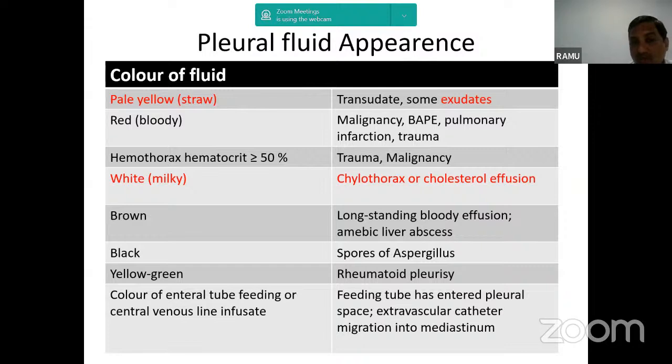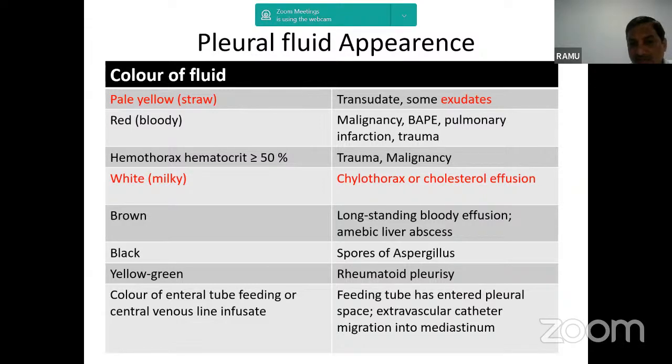Coming to hemothorax, when we measure the hematocrit and it is more than 50%, it is likely to be trauma or malignancy. White is always chylothorax or cholesterol effusion. Brown is amoebic liver abscess, and black is spores of aspergillosis. Yellow green is rheumatoid pleurisy.